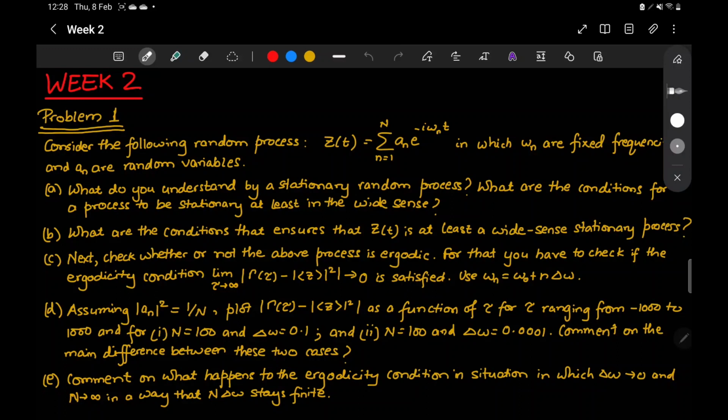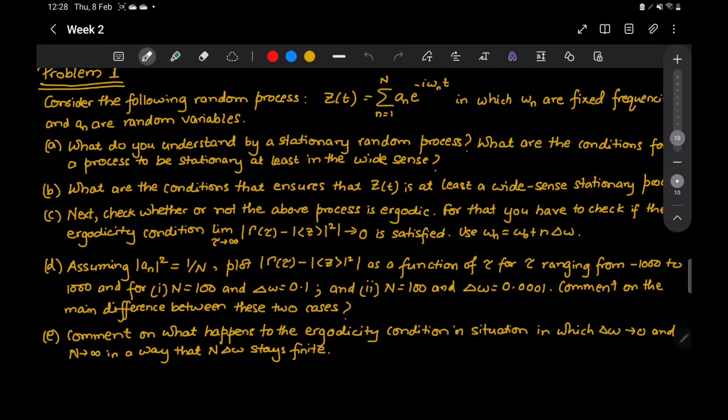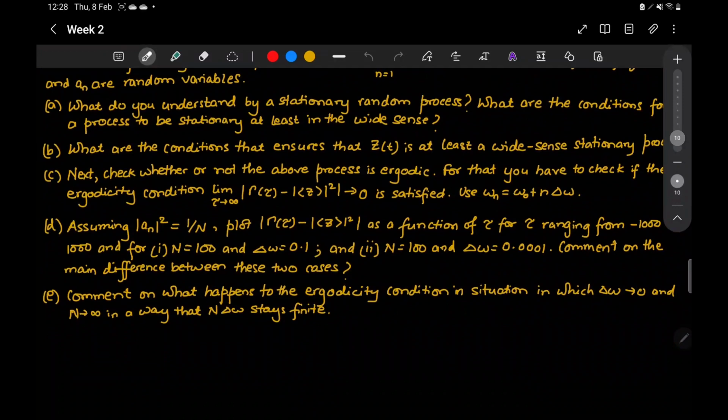Okay, so now that you would have at least got some understanding of what the question is, and maybe you have tried writing down some steps, let us look at the solution.